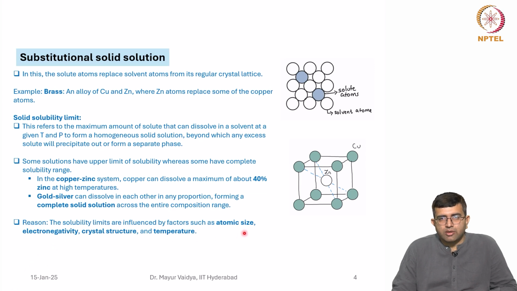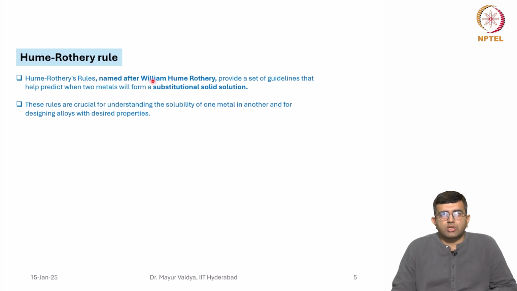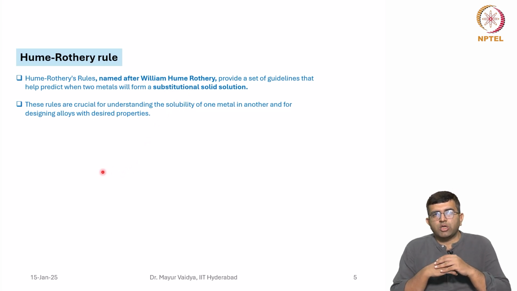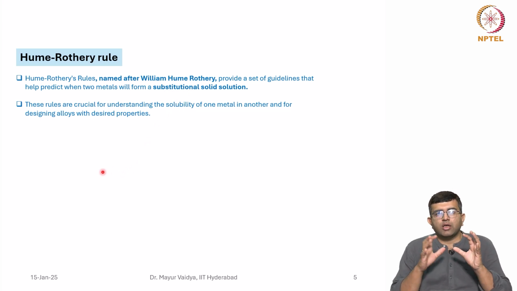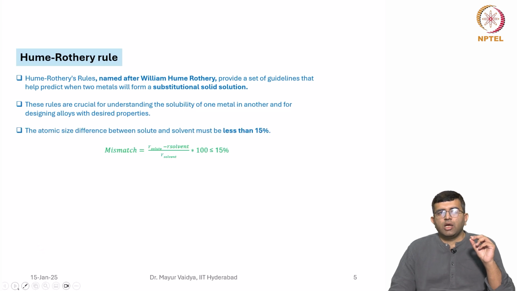So, these solubility limits are influenced by atomic size, electronegativity, crystal structure, temperatures, and so on. The Hume-Rothery rules, named after Sir William Hume-Rothery, provide a set of guidelines that help predict when two metals will form a substitutional solid solution. These are crucial for understanding the solubility of one metal in another and for designing alloys with the desired properties. So, the first rule is that the atomic size difference between solute and solvent must be less than 15%.